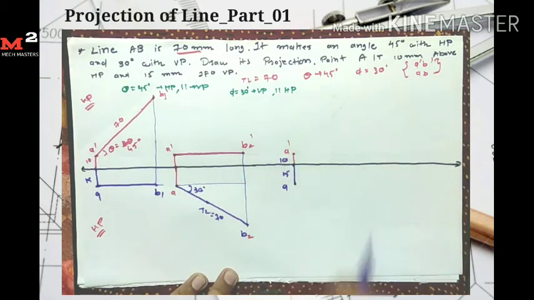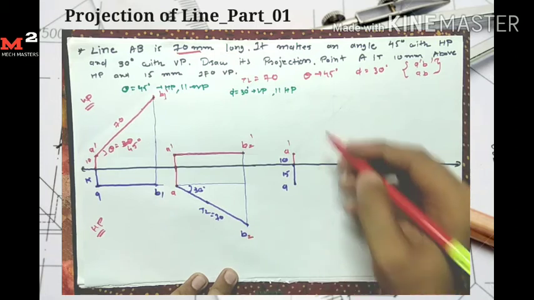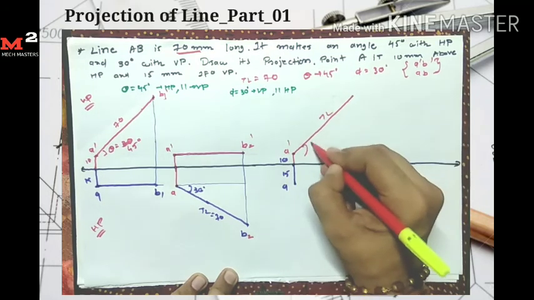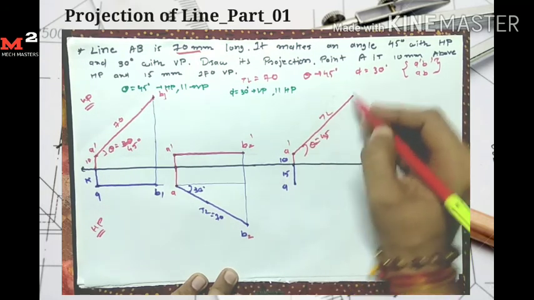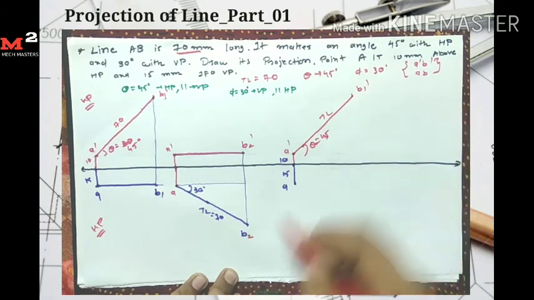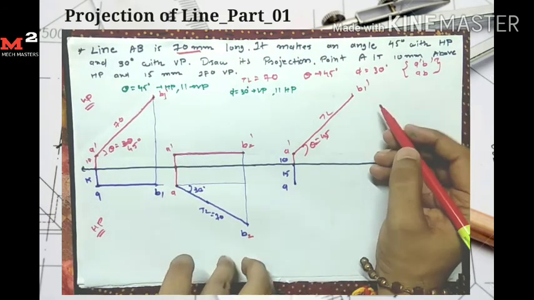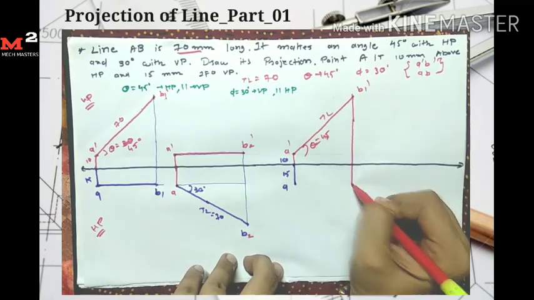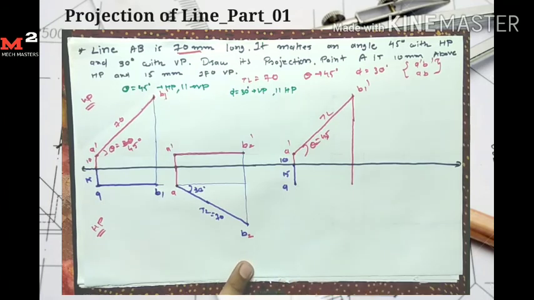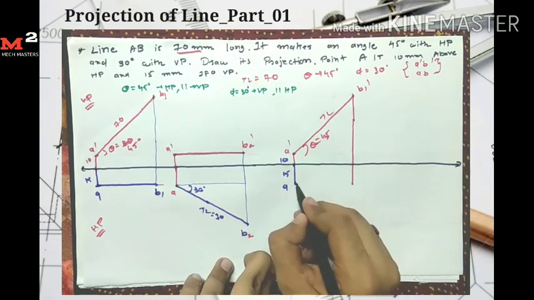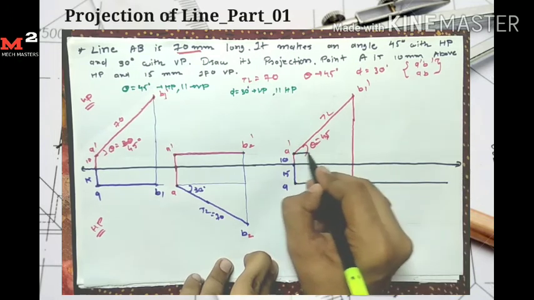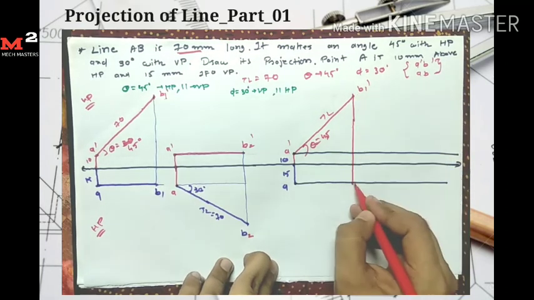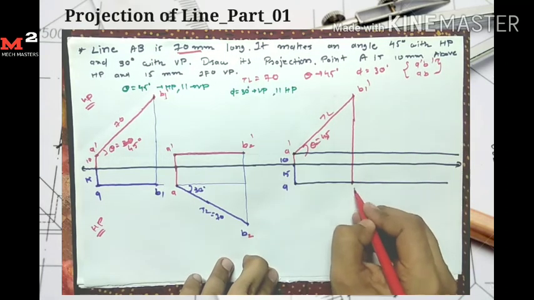From A dash I take the angle equal to 45 degrees and length equal to true length. This angle is equal to 45. So here I get the point B1 dash. And from B1 dash I simply take its projection up to here. These are the locus of point A and the locus of point A dash. So I take the projection of B1 dash up to the locus of A. Here I get the point B1.